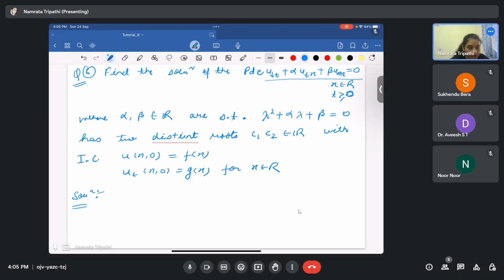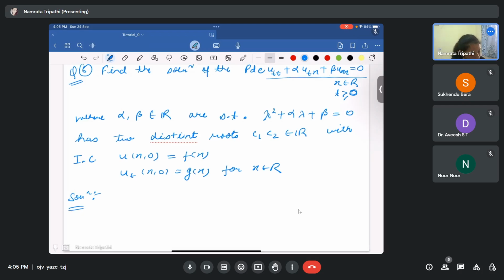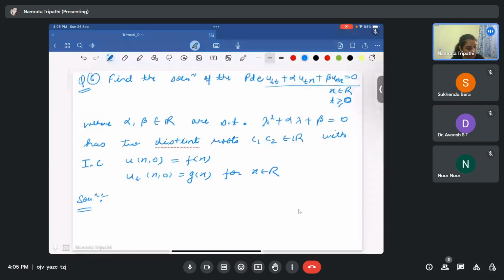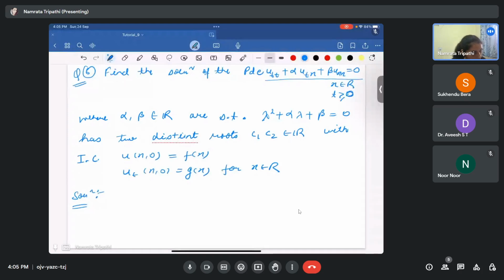So please try to solve. How to solve this question? Can anyone tell me how to proceed? You can directly use the previous question.